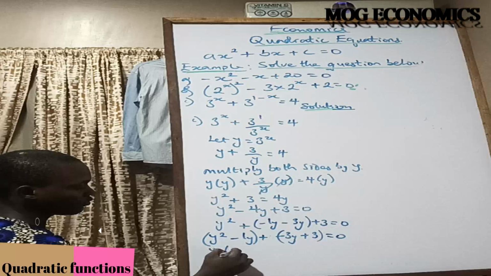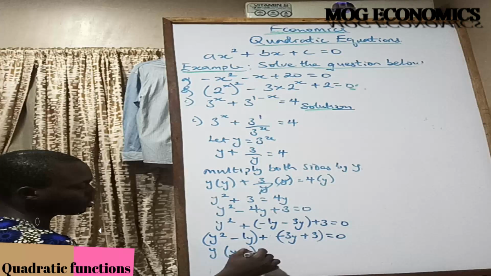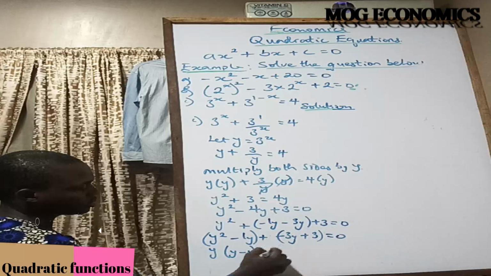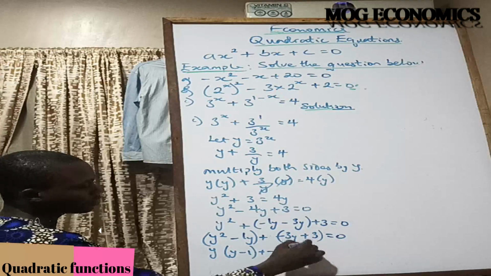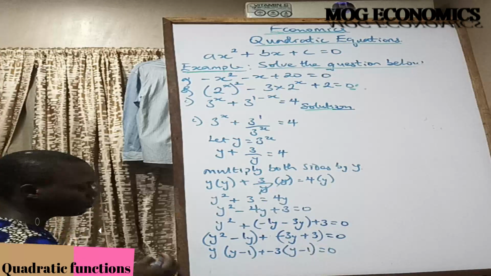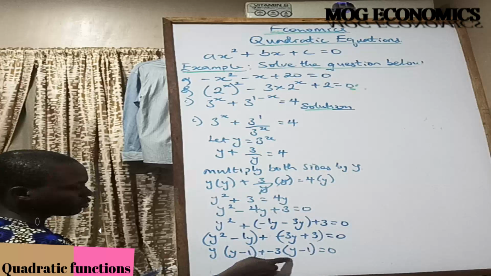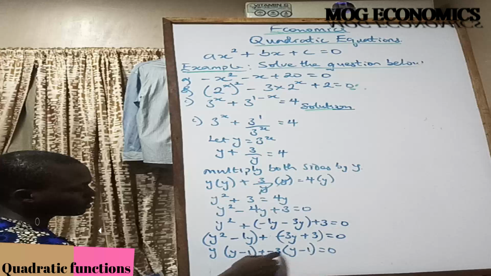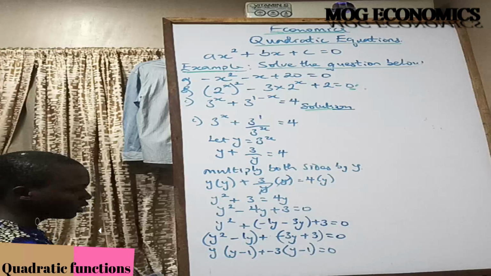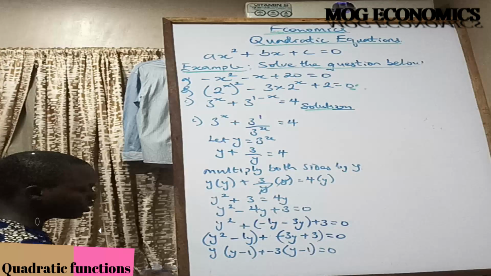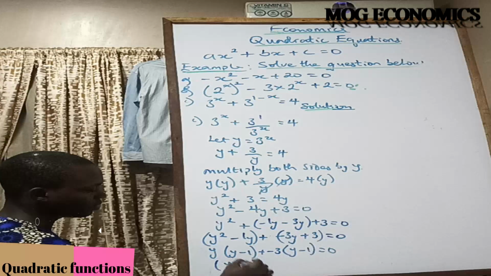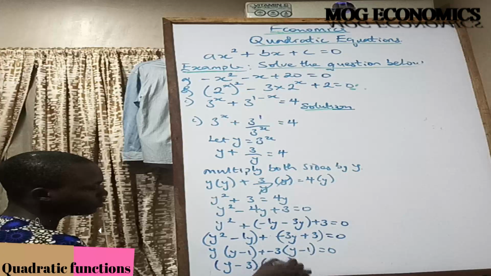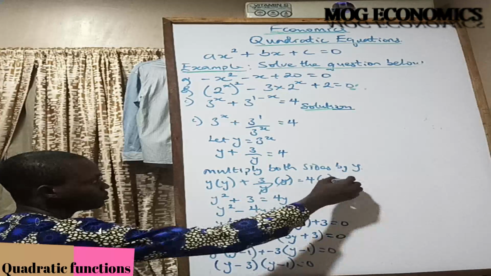Y. So you have y minus 1, plus then minus 3 is common to both here. So you have y, then I'm still going to have minus 1 here. I believe this is clear. Minus 3 times y is minus 3y. Minus 3 times minus 1 is plus 3. So both of them are common. So I'm going to be having y minus 3, y minus 1 equals 0.